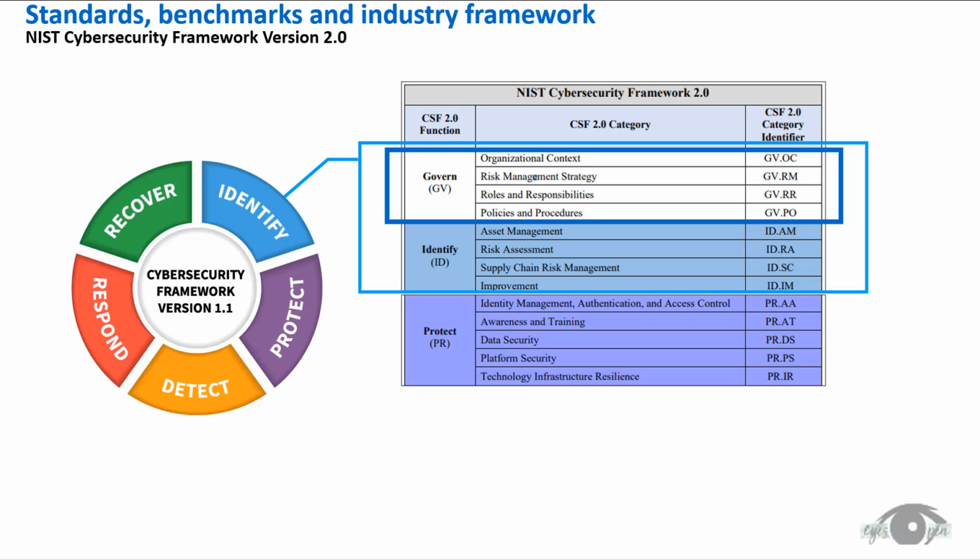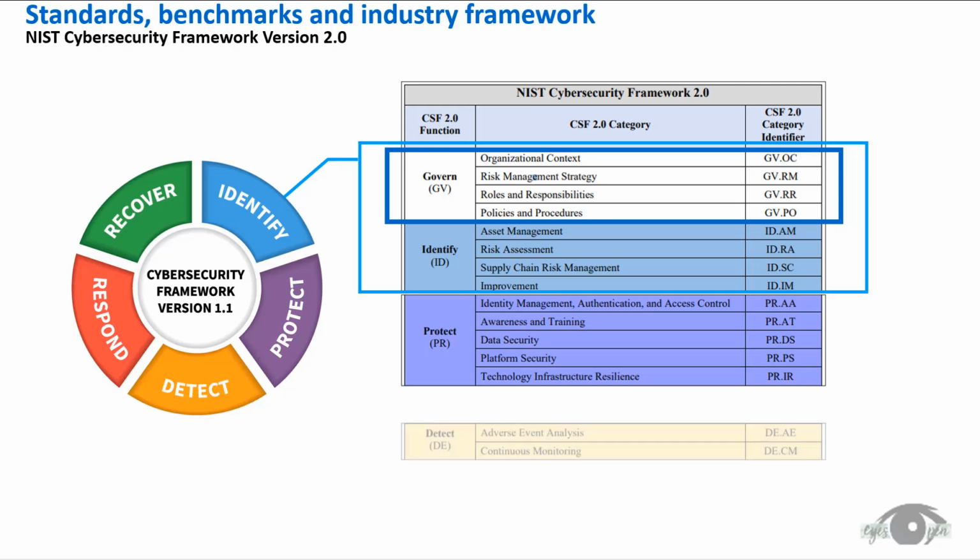Platform Security, PR.PS, which state that hardware and software, e.g. firmware, operating systems, applications, of physical and virtual platforms should be managed according to risk policy of the organization in order to protect their confidentiality, integrity, and availability. Technology Infrastructure Resilience, PR.IR, which state that security architectures should be managed with the organization's risk strategy to protect the confidentiality, integrity, and availability of assets, as well as the resilience of the organization.